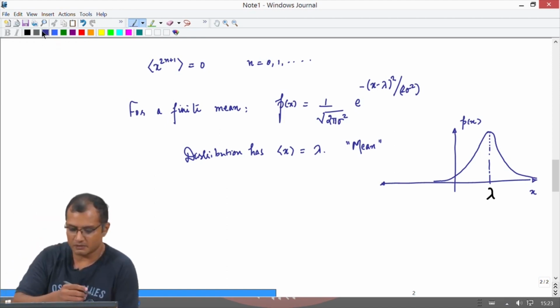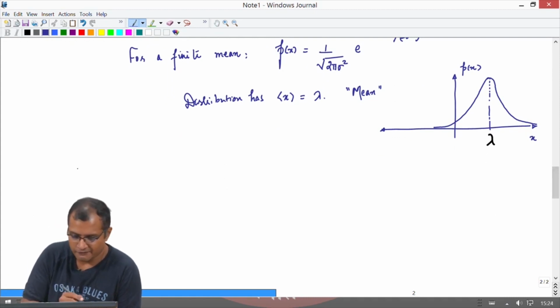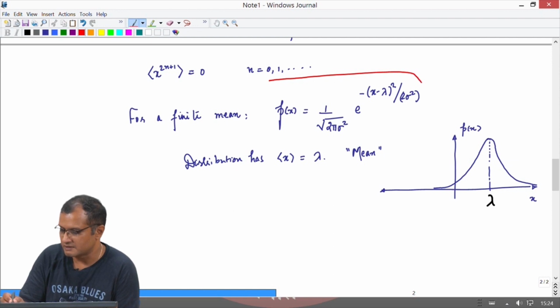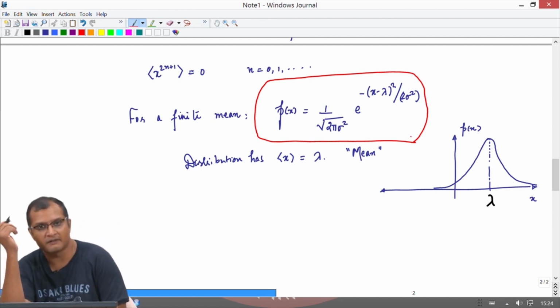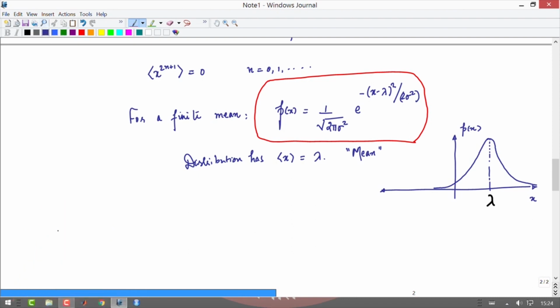So, let us now look at some of the important properties of this distribution. So, if p of x is given as this, okay, let us look at our p of x. This is our general Gaussian distribution with a finite mean, that is lambda. And if you want to find out the characteristic function of this Gaussian distribution, then you can simply compute that by taking a Fourier transform of this Gaussian distribution.